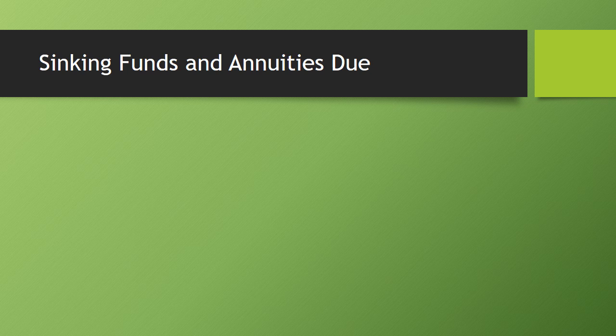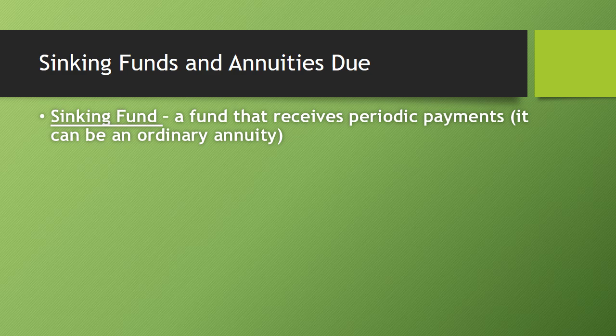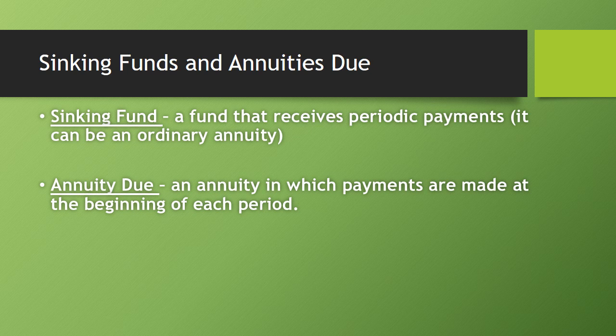Okay, we have a couple more terms here, sinking funds and annuities due. A sinking fund is a fund that receives periodic payments. It can be an ordinary annuity. And an annuity due is an annuity in which payments are made at the beginning of each period instead of at the end. And the formula is going to be slightly different for these.